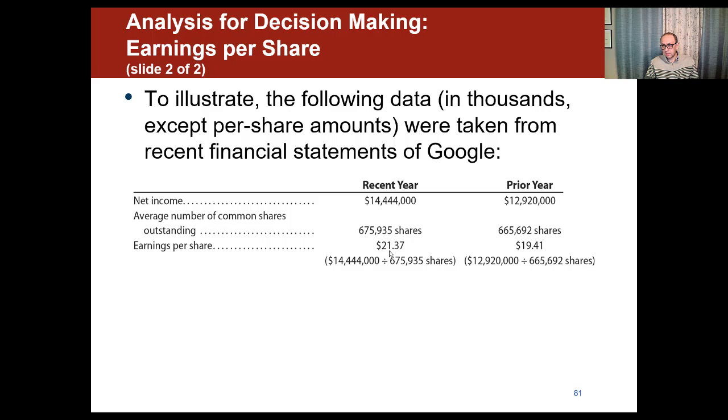If you do the math, the earnings per share in the prior year was 19.41. In the recent year it has been getting better, 21.37. So you can see it's a very simple calculation, but it's very useful for investors, and it's very important for them to make a decision related to investment.